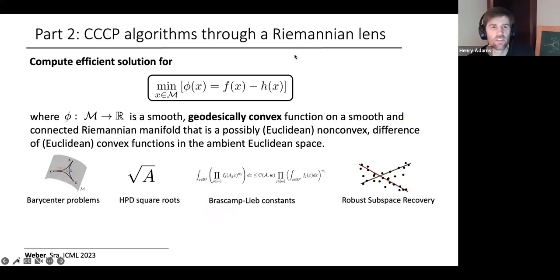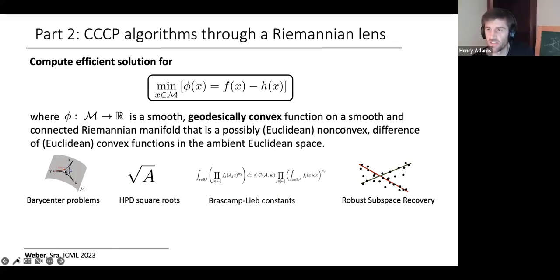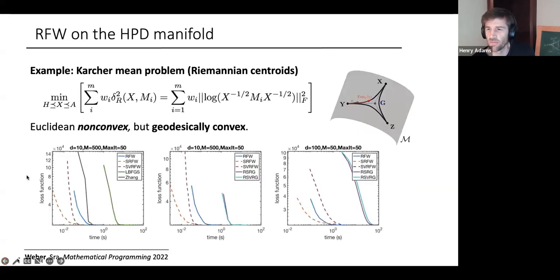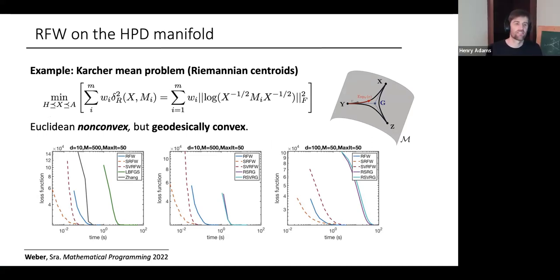Okay. Melanie, can you say again what the HPD manifold is? It's positive definite matrices. Oh, sorry, symmetric positive definite matrices. Okay. The H is Hermitian, so for symmetric. And then the eigenvalues can be as close to 0 as you want, but they can't be 0, but they can be arbitrarily close. That's correct. Yeah. Okay. Thanks.